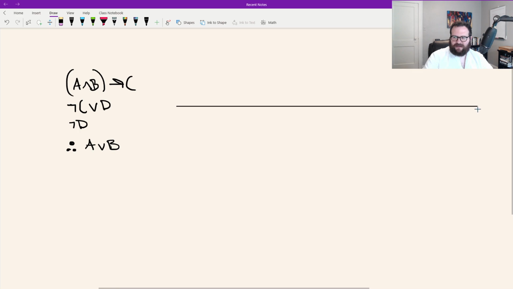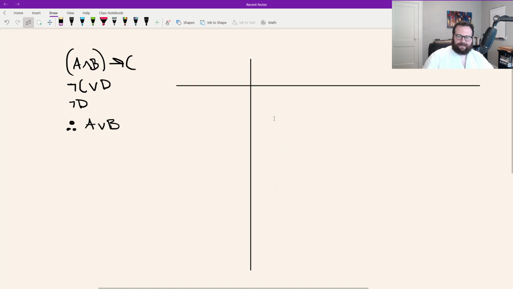Gonna need that horizontal line. Let's make it quite long this time. And we'll need reference columns. Okay. So we're going to put all of our sentence letters down. We have A, we have B, we have C, and we have D. That's four, right? That's more than we've done so far. How many rows is four going to take? Well, it's 16. We're going to need 16 rows for this. So I'm going to need true, false all the way down until I get to 16.